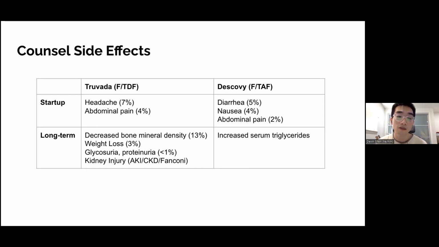There's also a small risk of weight loss with Truvada and a very small risk of kidney injury, which can look like AKI, CKD, and Fanconi syndrome. For Descovy, the long-term side effect is increased serum triglycerides, and that's why we get a baseline lipid panel and one every year for patients on Descovy.